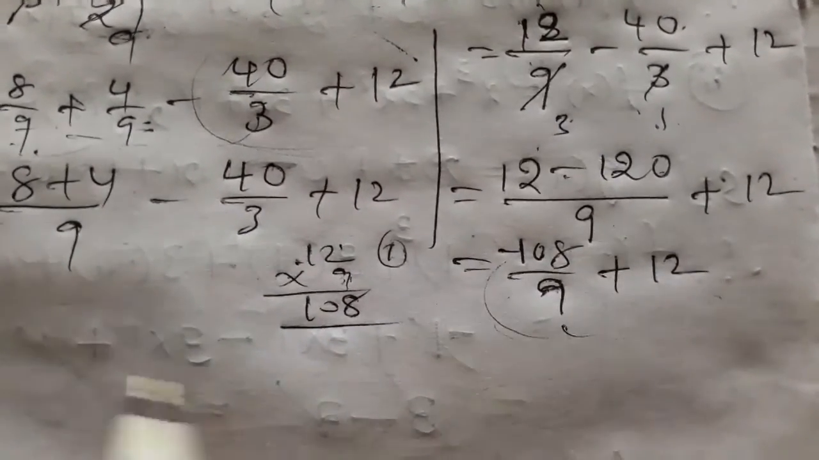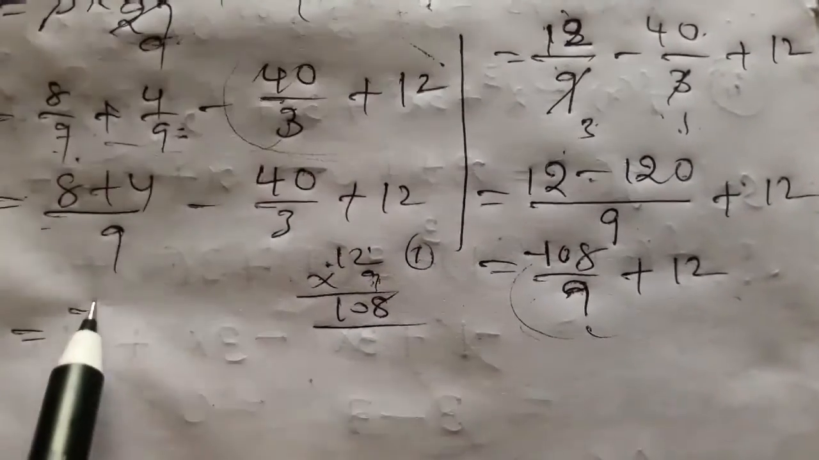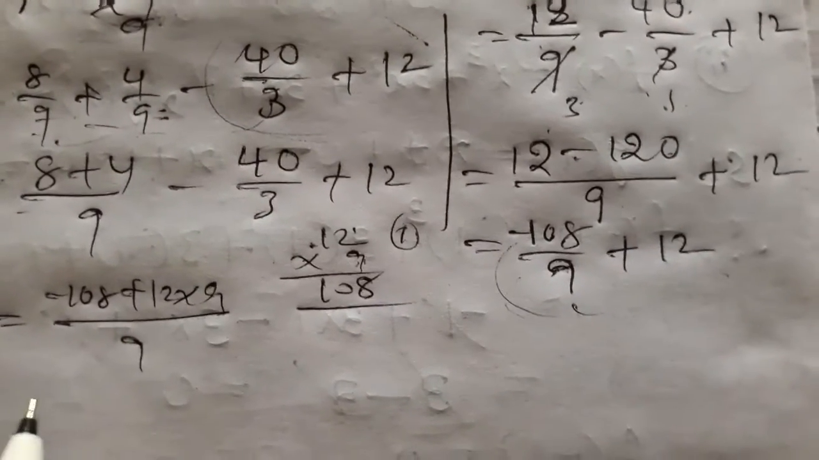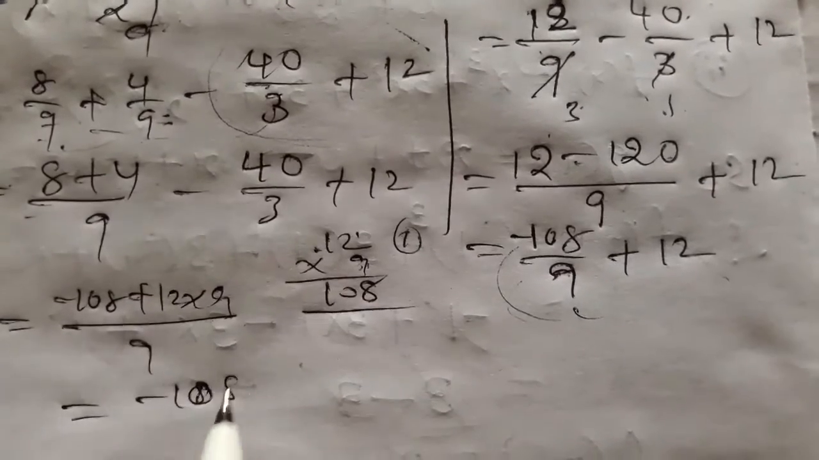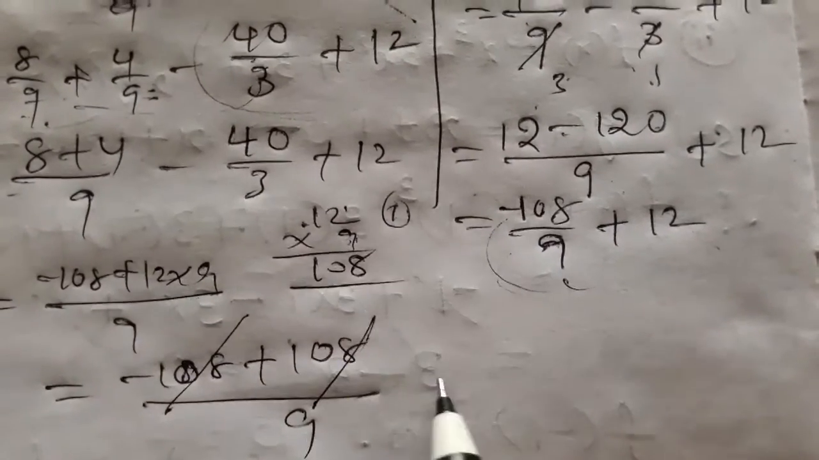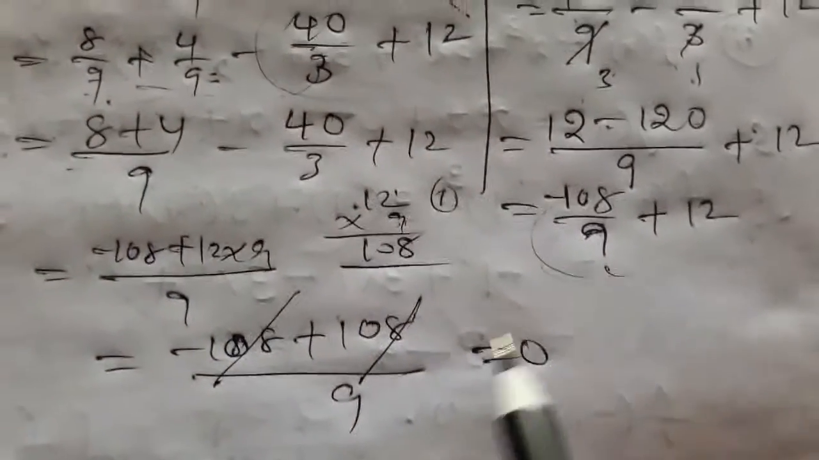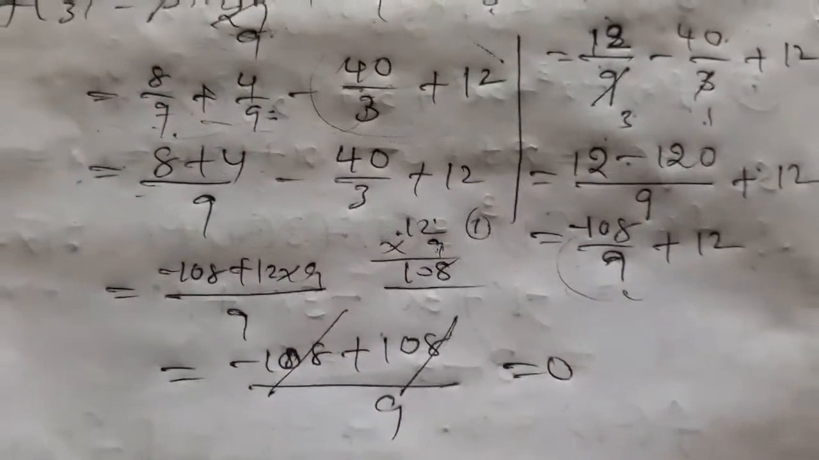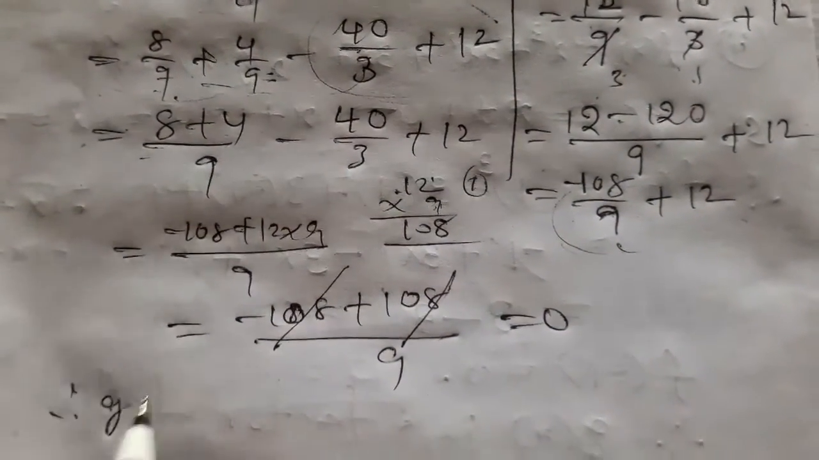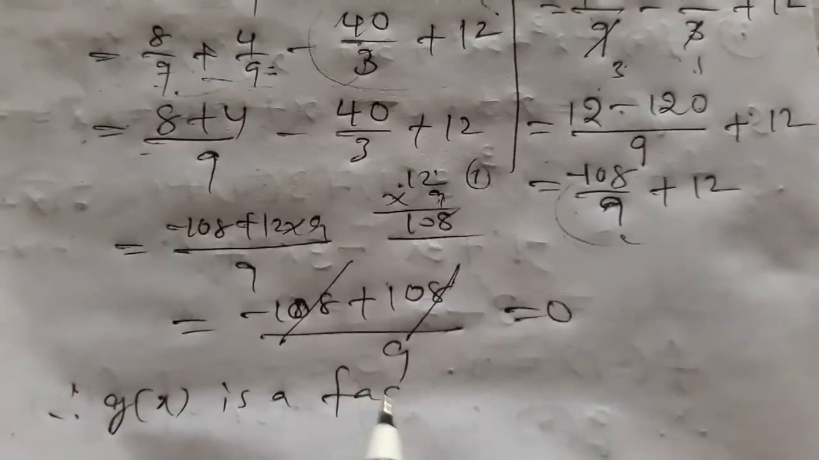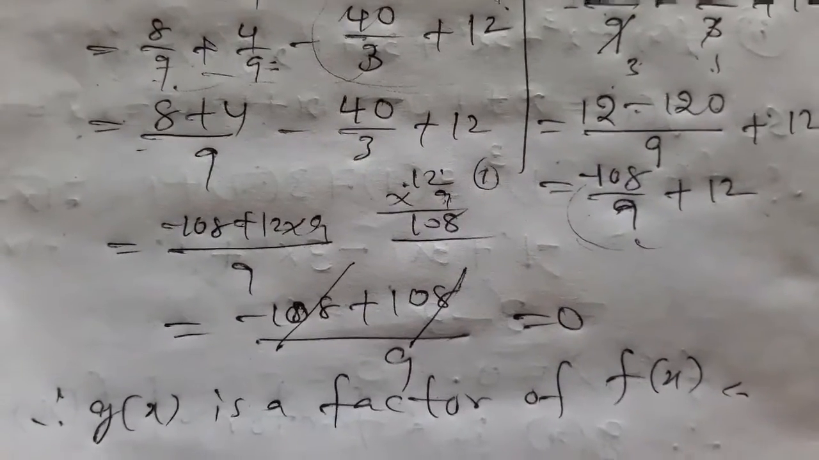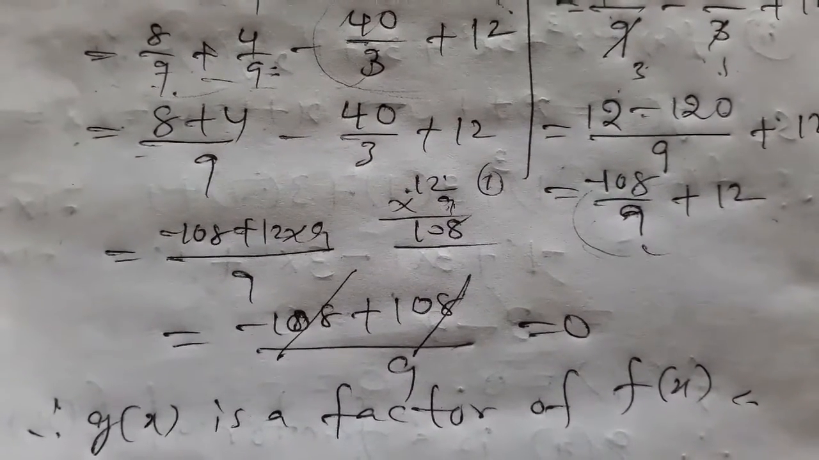Now here take the LCM once again, 9, that becomes minus 108 plus 12 into 9 by 9. Now that equals minus 108 plus 108 by 9. See here, plus and minus cancel, we got 0. So as per the factor theorem we got 0. G of x value used in f of x, we got 0. Therefore g of x is a factor of f of x, as per the factor theorem. Now move to the next question.